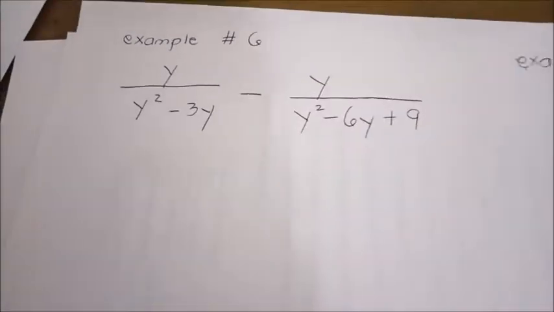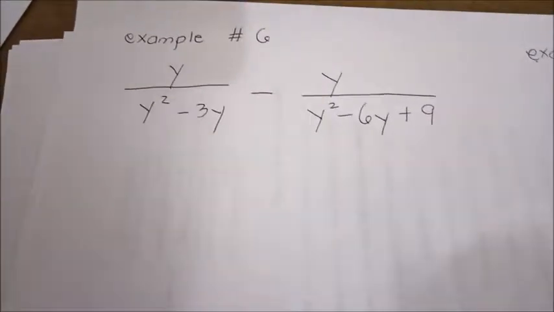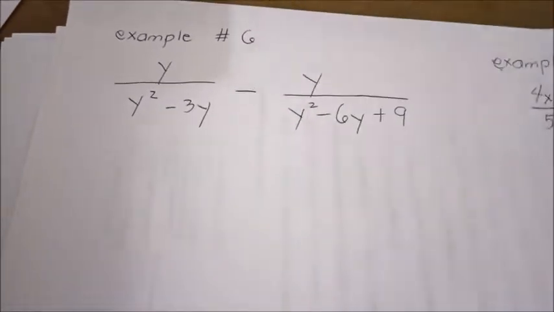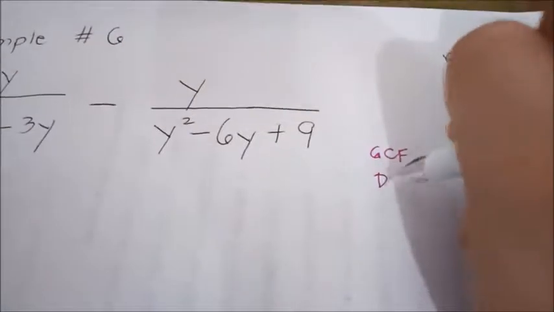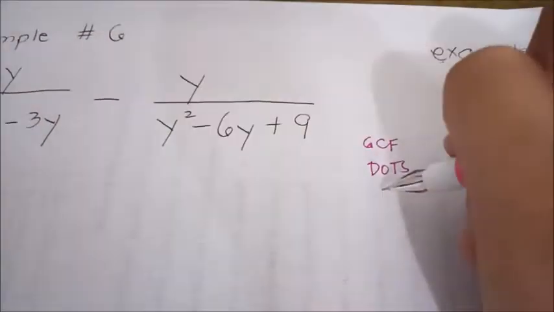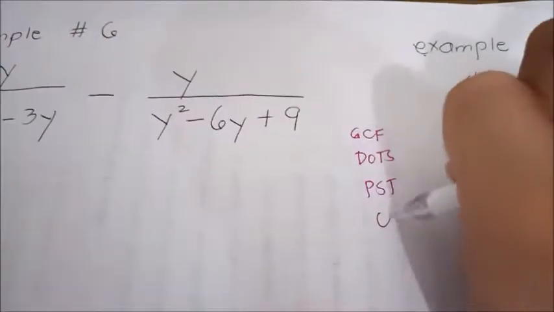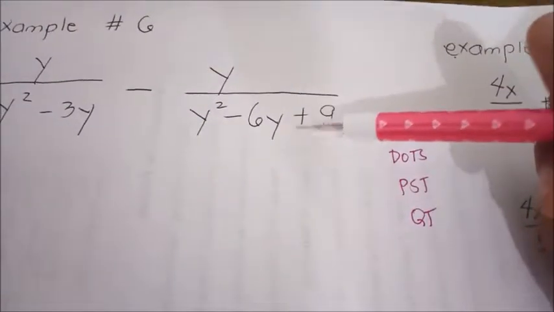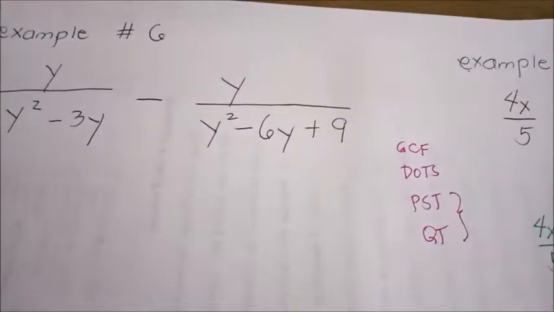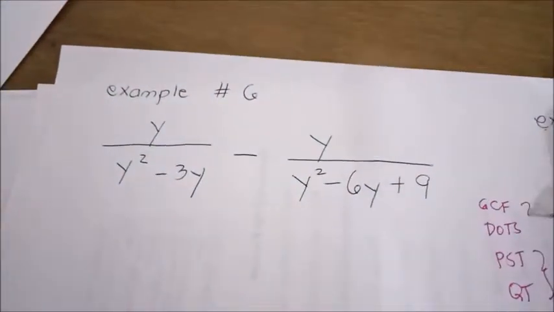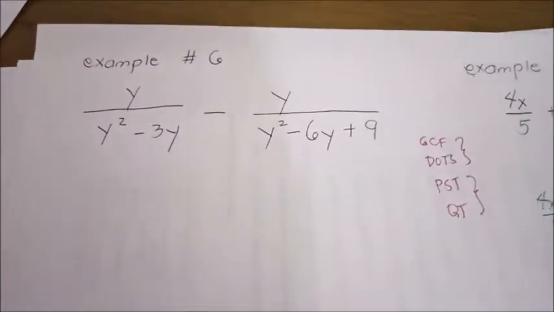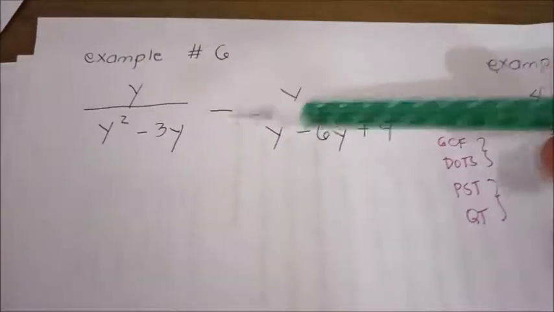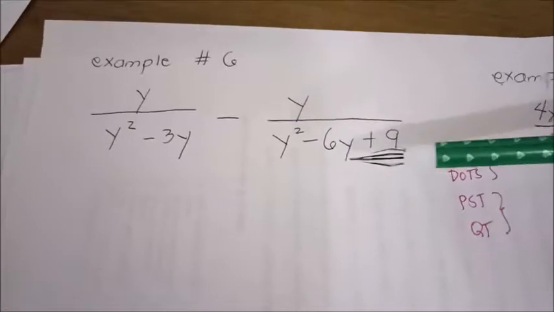Okay, for example number 6, we have here a trinomial already. So, ibig sabihin, dun sa ating apat na types of factoring, yung greatest common factor, difference of two squares, then perfect square trinomial, and quadratic trinomial. Sa 3 term na to, itong dalawa, posible. Baka magamit natin. Okay? So, our given is y over y squared minus 3y minus y over y squared minus 6y plus 9.